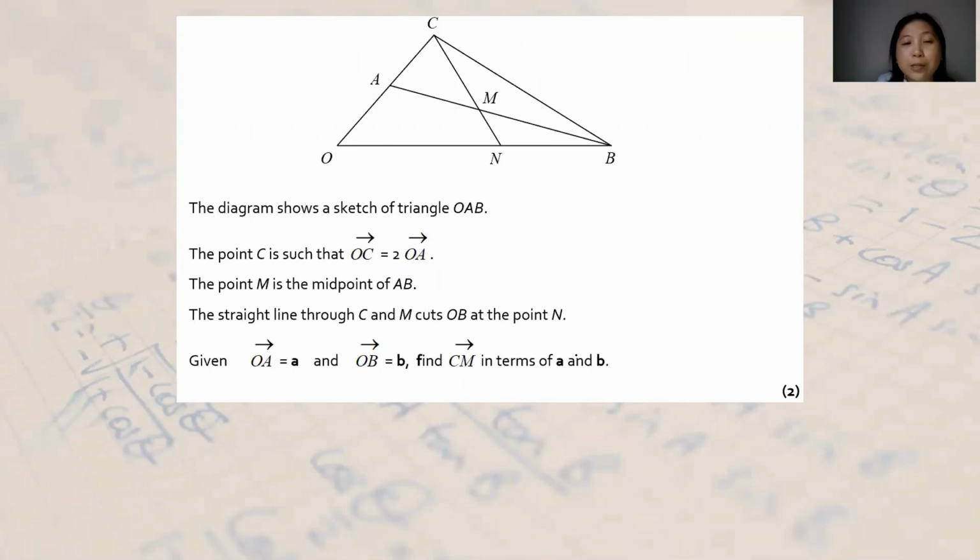This question has only 2 marks, and you need to find the vector CM in terms of a and b. I believe that you have learned the parallelogram law and triangle law at GCSE about adding 2 vectors. I hope that you can pause the video to have a go by yourself to see whether you still remember how to add 2 vectors. And I'm going to write down the answer here. So when you finish the question, please come back to check your answers.